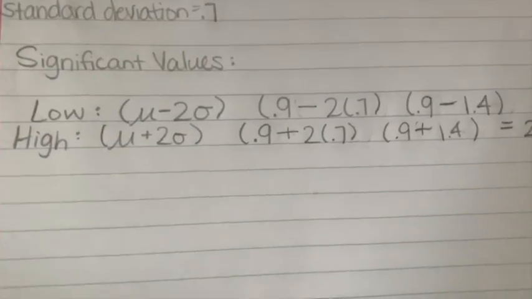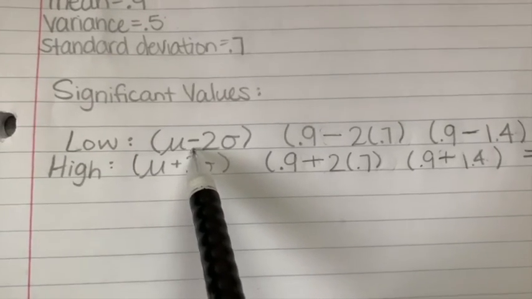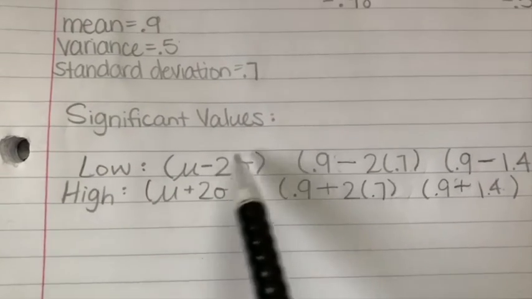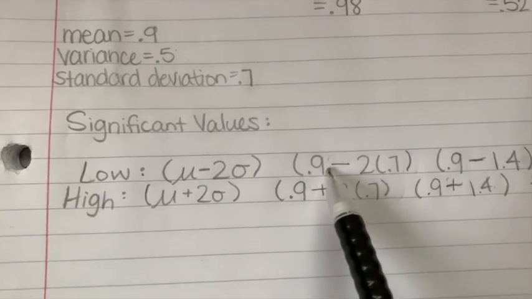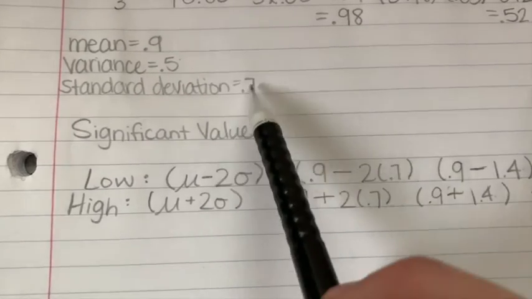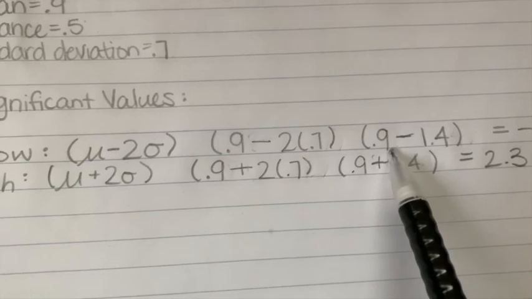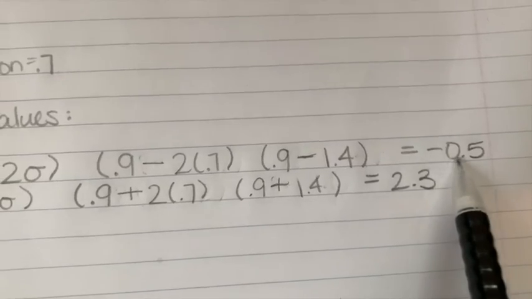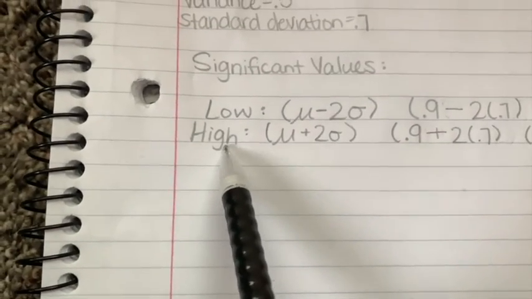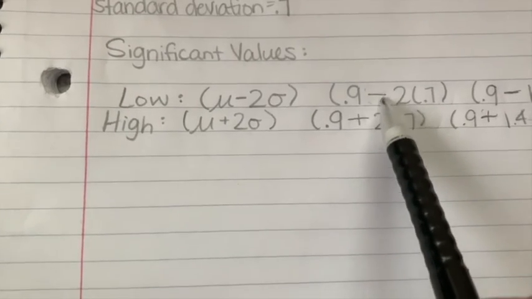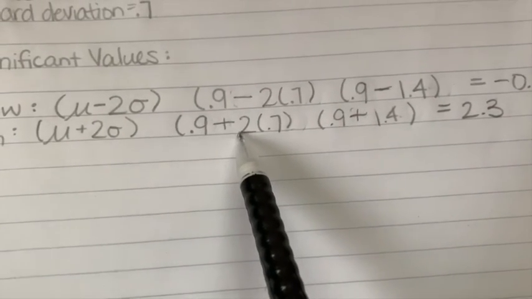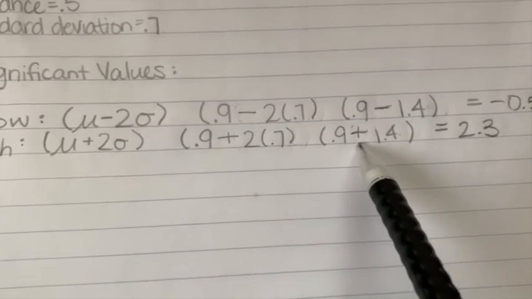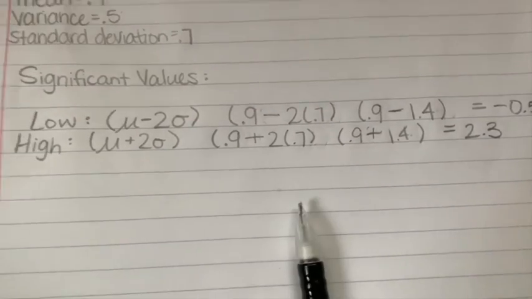And then to find the significant values, we're going to just do the ones that are within 2 standard deviations of the mean. So to find the significantly low values, we're going to take the mean, which is 0.9, and subtract 2 times the standard deviation, which is 0.7. So that's going to give us 0.9 minus 1.4, which gives us a significantly low value of negative 0.5. And for significantly high values, we're going to do the same thing, but just adding together. So it's going to be 0.9 plus 2 times the standard deviation, which is 0.7, to give us 0.9 plus 1.4 equals 2.3.